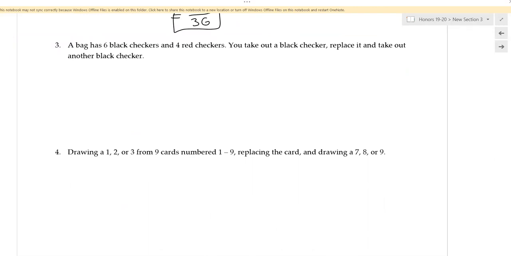All right, looking at number 3, a bag has 6 black checkers and 4 red checkers. You take out a black checker, replace it, and take out another black checker. So again, I have 10 checkers in my bag. When I look, oh, it's black, and then I put it back, I still have 10 checkers in the bag. The number of options didn't change. So that's independent.